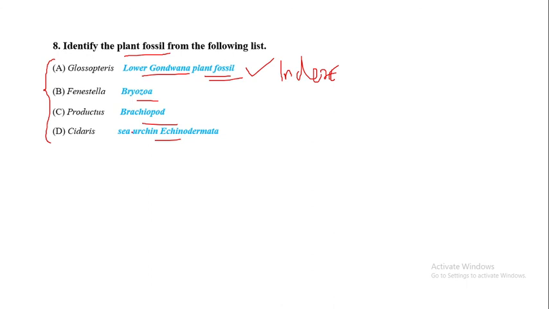Then moving on with other options, Fenestella. As we know, Fenestella is an example of Bryozoa. Next is Productus. It is not a plant fossil. It is a brachiopod. Then Cidaris. Cidaris is an echinoderm, usually a sea urchin. So it is not a plant fossil. So the answer is Glossopteris. Okay.